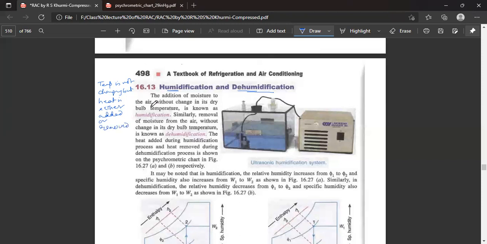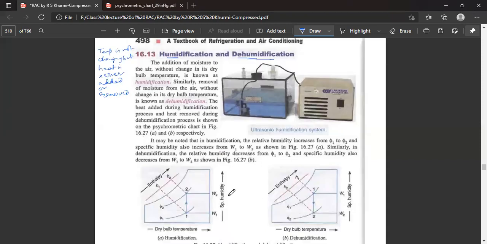Now, it can be noted that the relative humidity increases from phi1 to phi2. Relative humidity is the ratio of the amount of moisture actually present to the amount of moisture which is supposed to be present when the air is completely saturated. So if we add moisture, the relative humidity will go up, and if we remove moisture, the relative humidity will go down. So just one second.